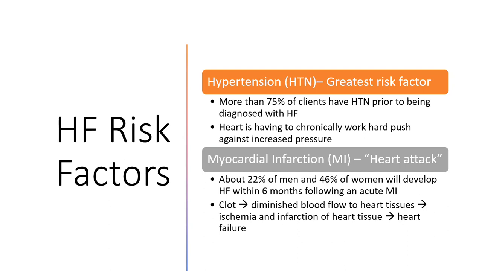Then you've got your myocardial infarction, which is your heart attack. About 22% of men and 46% of women will develop heart failure within 6 months following an acute myocardial infarction. This is why, when we talk about our myocardial infarctions next lecture, we talk about different things that we do post MIs. What happens is you'll have a clot, which causes diminished blood flow to the heart tissues, which causes ischemia and infarctions of the heart tissue and heart failure. Once again, it all comes back to how are my ventricles doing?